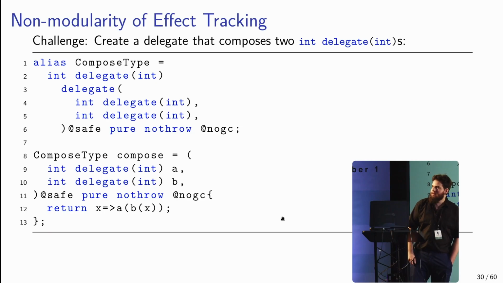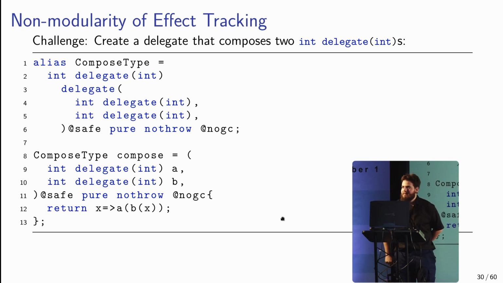All right, so let's get back to the attributes. The challenge I've set up is to create a function that composes two int delegates. The type of that thing will be a delegate that takes an int delegate, right? And it will return an int delegate that takes an int. The function itself can, of course, be safe, pure, nothrow, and nogc. And this is my implementation. Who can see what's wrong with this?